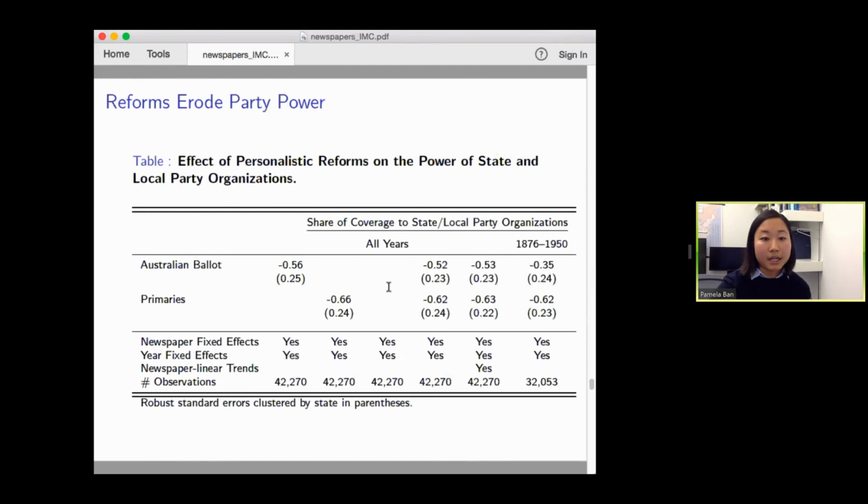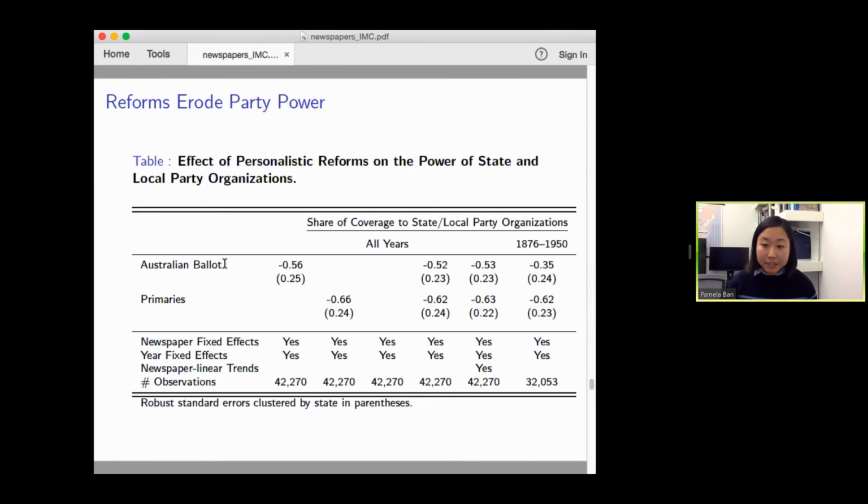The first two columns here show the coefficients with just the secret ballot and the primary election indicator separately. And then here we have them both on the right-hand side. And at this last column, I want to point out that this is when we're restricting our time period to just 1876 to 1950 to try to get a tighter time period around these reforms. And we see in each case that the introduction of these reforms, of the secret ballot or of primary elections, did contribute to the decline in the relative mentions of state and local party organizations.